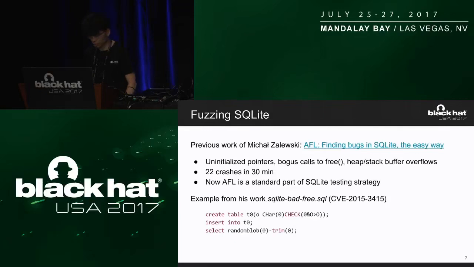Actually, AFL works very well on SQLite. This page describes the previous work of another hacker. The author of AFL used SQLite as his experiment target two years ago. He ran AFL for 30 minutes and found 22 unique crashes, including usage of uninitialized pointers, invalid frees, and heap or stack buffer overflows. Now the developers of SQLite are also using AFL in their testing strategy. The following example, a CVE from the last page, is very simple and is done in 3 lines of SQL statements. It causes an invalid free.